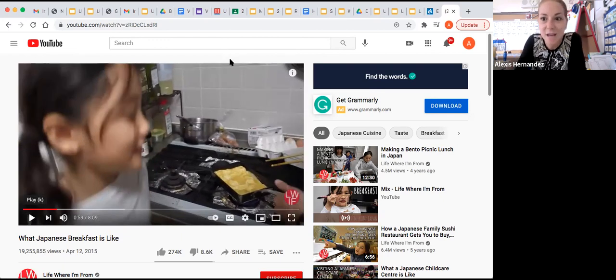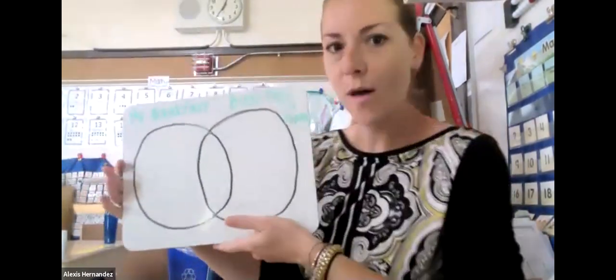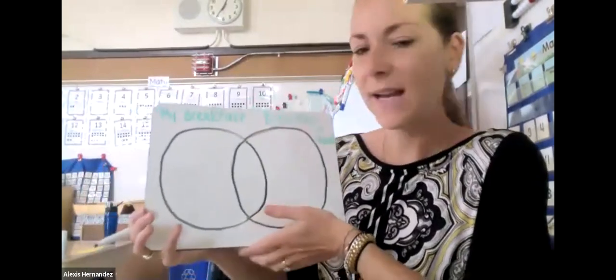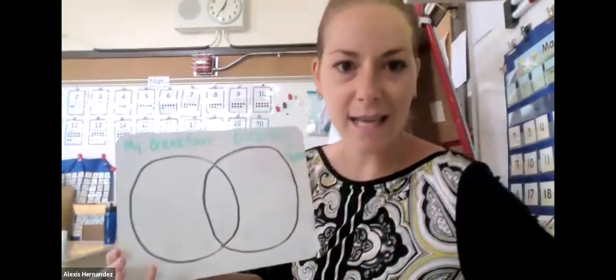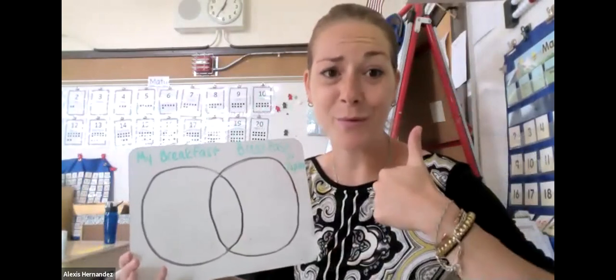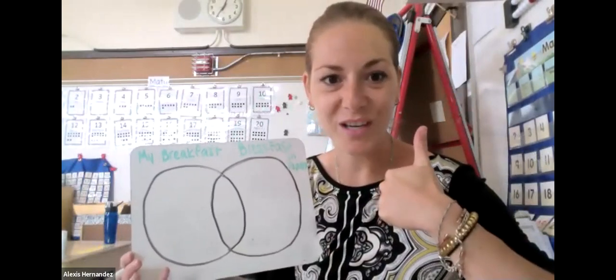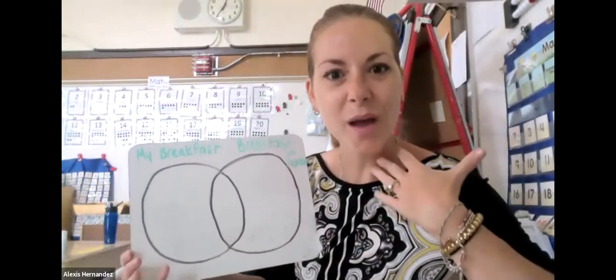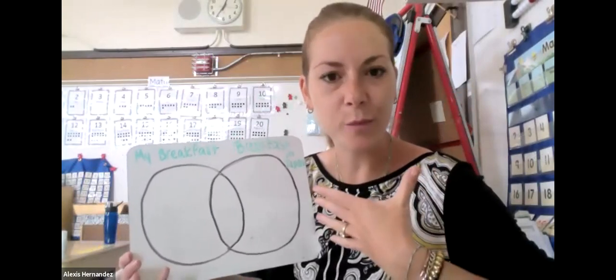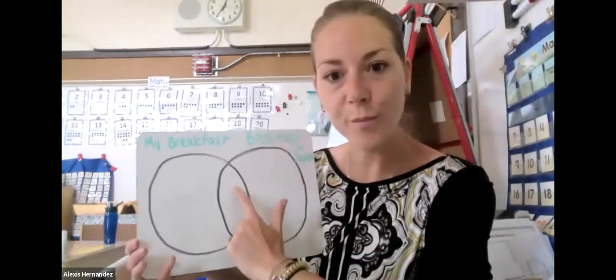So let's just stop there for a minute. We just watched a little girl start to make her own breakfast in Japan. How is that breakfast similar to ours? And how is it different? Well, I noticed that she was eating eggs. Give me a thumbs up if you've ever had eggs for breakfast before. Yeah, so it seems like eggs are a popular breakfast food in both places.